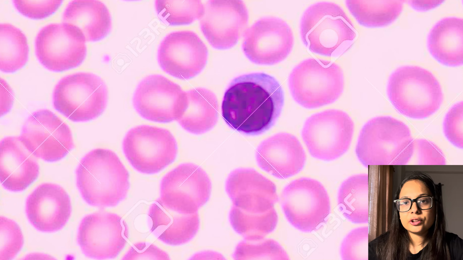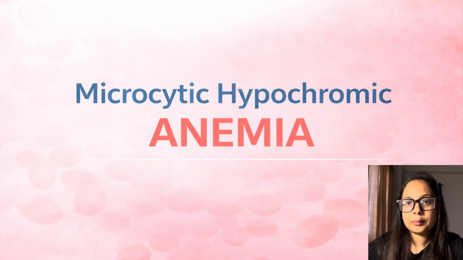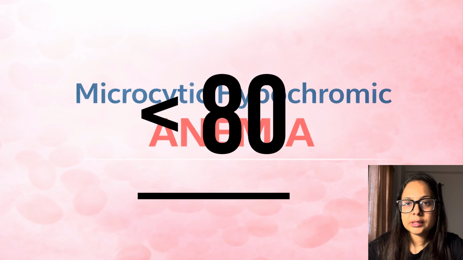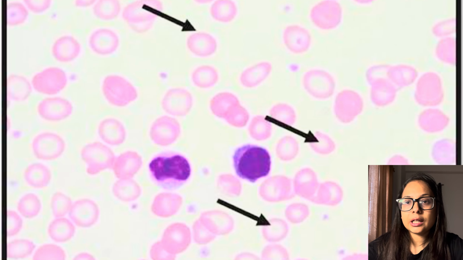Now let's discuss each of these types in detail. First is microcytic hypochromic anemia. In this type, the MCV, which is mean corpuscular volume, is less than 80 femtoliter. As the name suggests, microcytic means red blood cells which are smaller than normal, and hypochromic means the hemoglobin is less than normal, so that they appear paler.